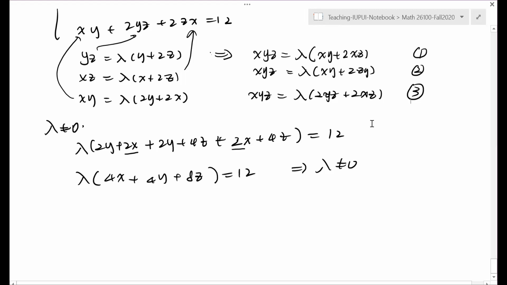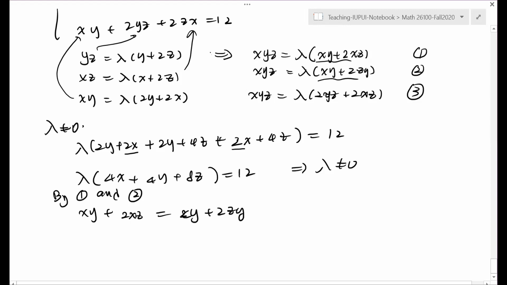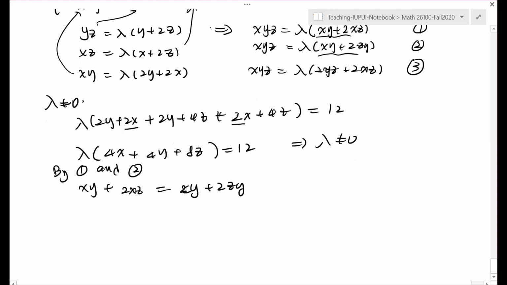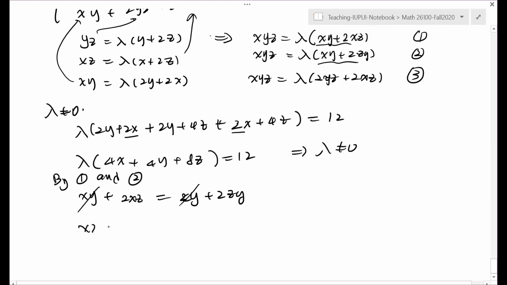So the last two equations: let's take equation 2 and equation 1. These should be equal, right? That's easy. So by equation 1 and equation 2, 2xz should be equal to xy plus 2zy. Then xy cancels out. So you get xz equals zy.